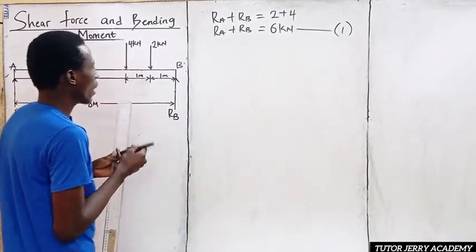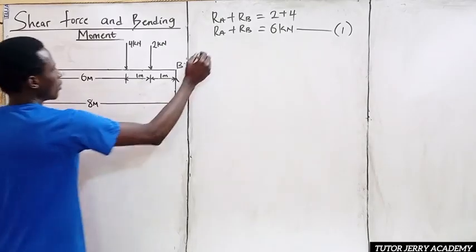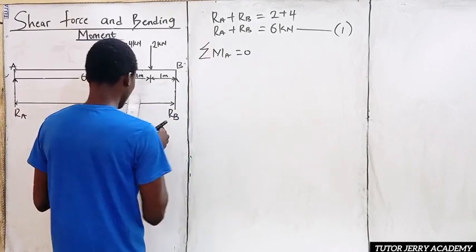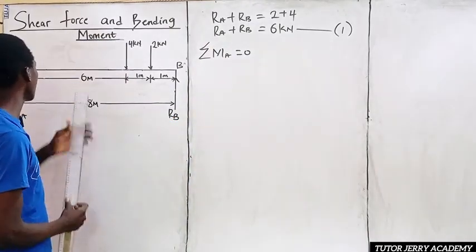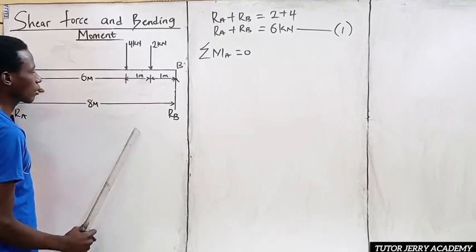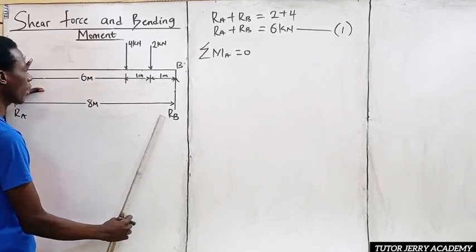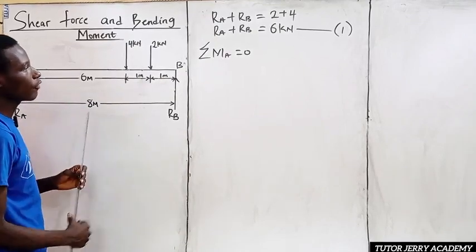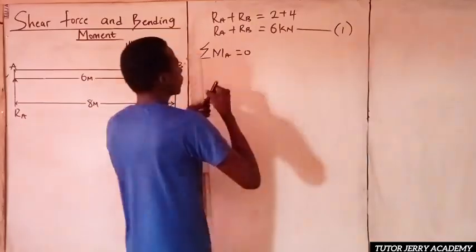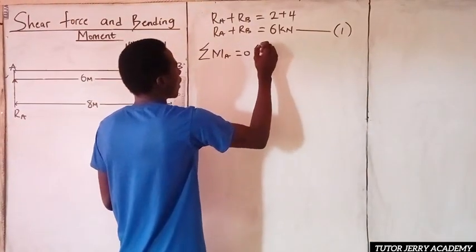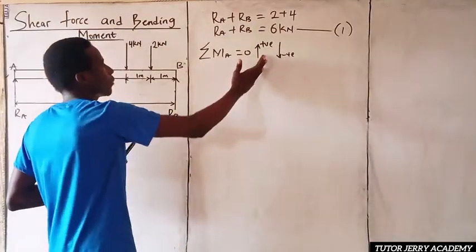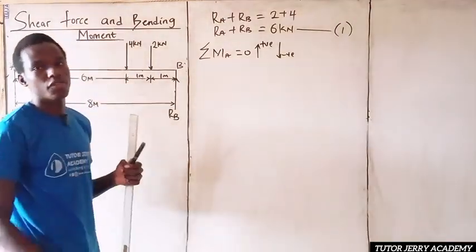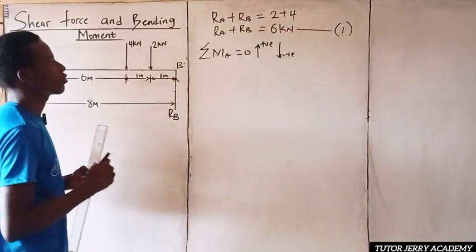Now next, we are going to be taking moment about point A. Summation of moment about point A will be equal to 0. Summation of moment about point A will be RB multiplied by the perpendicular distance, which is 8, minus... For this, we are going to be considering all upward forces as positive and downward forces as negative. So we are going to proceed.